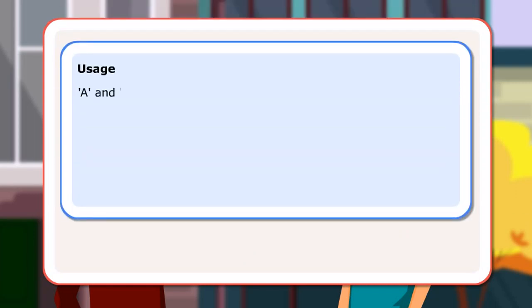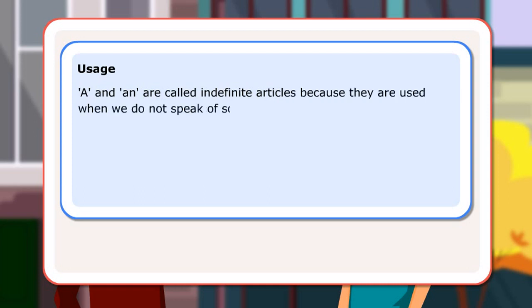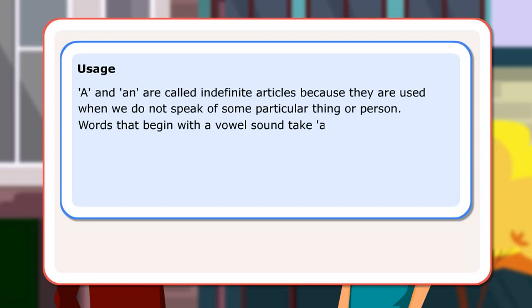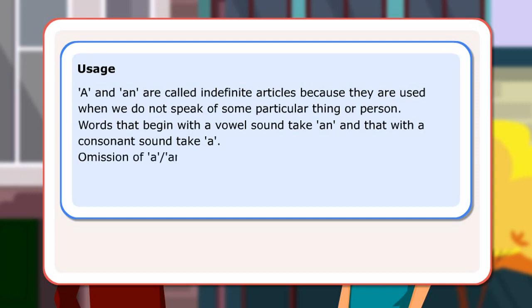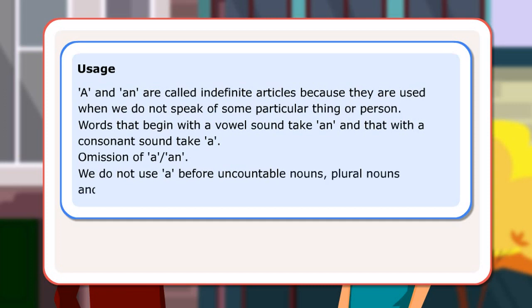Usage. A and an are called indefinite articles because they are used when we do not speak of some particular thing or person. Words that begin with a vowel sound take an, and that with a consonant sound take a. Omission of a and an. We do not use a before uncountable nouns, plural nouns, and before the name of meals and before proper nouns.